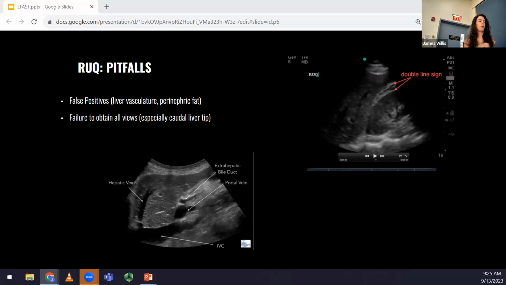So you do see a hypoechoic, pretty black line right in that Morrison's pouch area. The way that you can differentiate this from free fluid is that the lining around it is very hyperechoic, which is more indicative of perinephric fat.